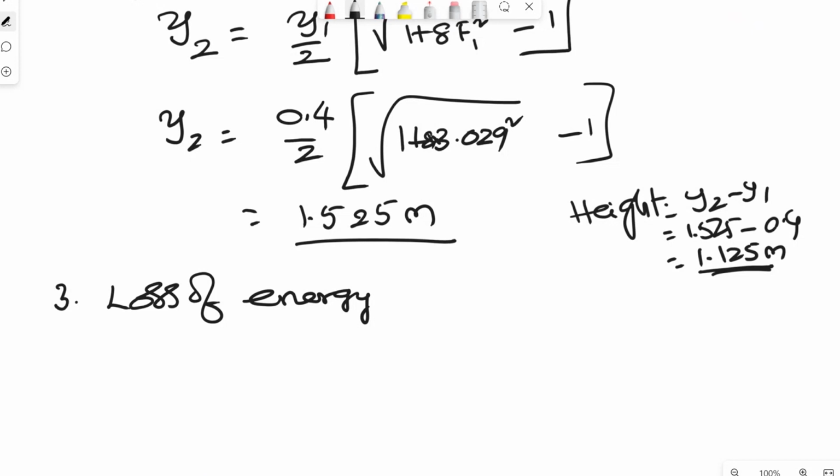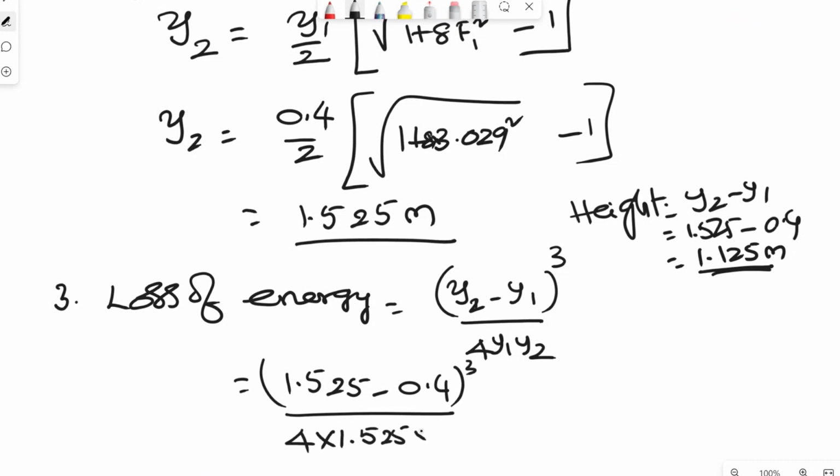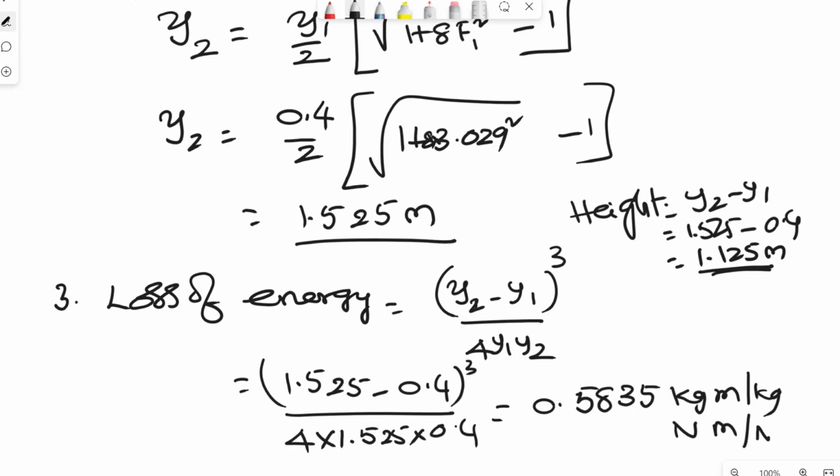Second, the loss of energy. The equation is y2 minus y1 whole cube by 4 y1 y2. What is y2? 1.525 minus 0.4 whole cube by 4 into y1 into y2, which is 1.525 into 0.4. If you calculate this, you are going to get 0.5835 kg meter per kg, or Newton meter per Newton. Anything is okay. This is what we will get.